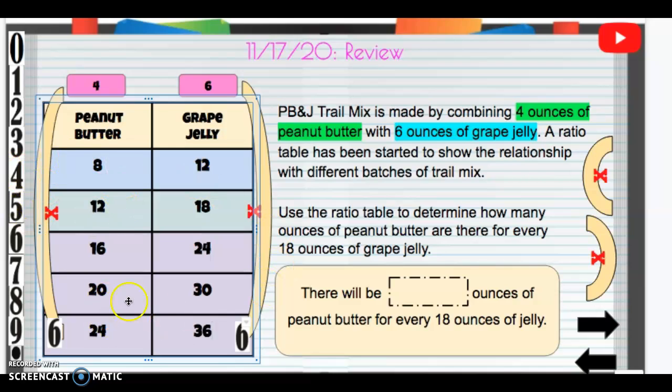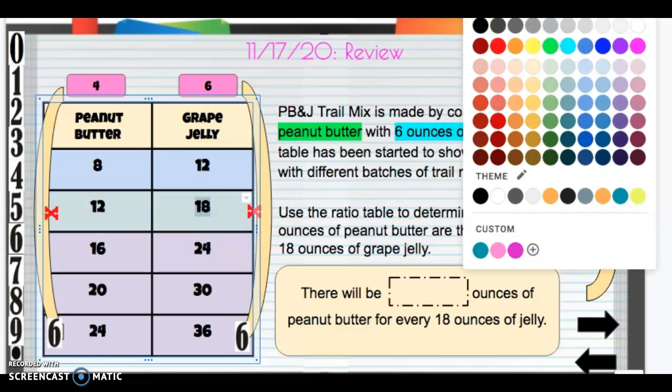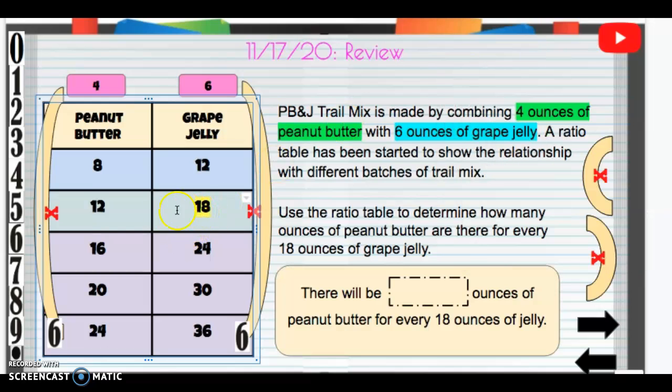So now we have to use this table that we have created, and we have to figure out how many ounces of peanut butter we will have for every 18 ounces of jelly. So I'm looking for grape jelly, and I'm looking for 18. Well, I found it, 18. Let me highlight that so you can see where I'm at. Being 18, I just go right across, so that means that I'll be using 12 ounces of peanut butter for every 18 ounces of grape jelly. So 12 is my answer. Okay, and that is a review from yesterday.